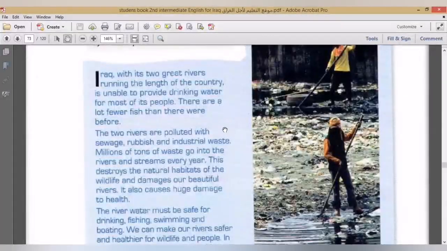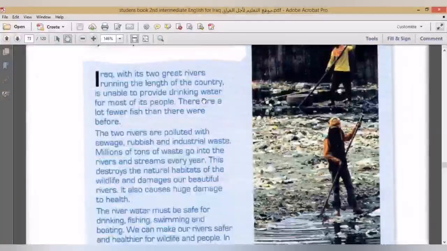We can make our rivers safer and healthier for wildlife and people. In fact, everyone should do something to keep the rivers clean. First, we must stop littering. We can make teams of volunteers to pick up the rubbish along the banks. The river will clean itself if we stop littering. Then, we can also lead river cleanup efforts. People can force the government to do something to stop sewage and waste from factories, hospitals, and power stations flowing into the rivers. Remember, you are the solution to river pollution. If we want to have clean rivers, we must have clean minds.